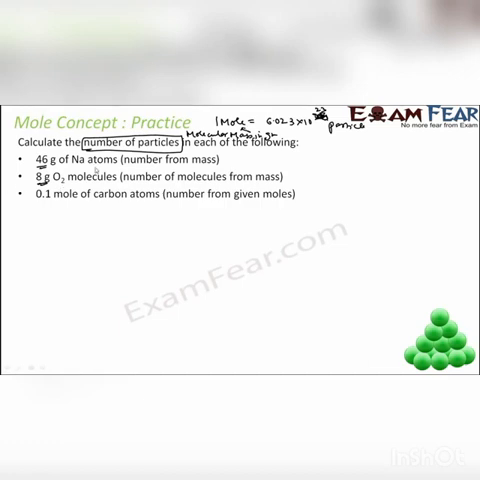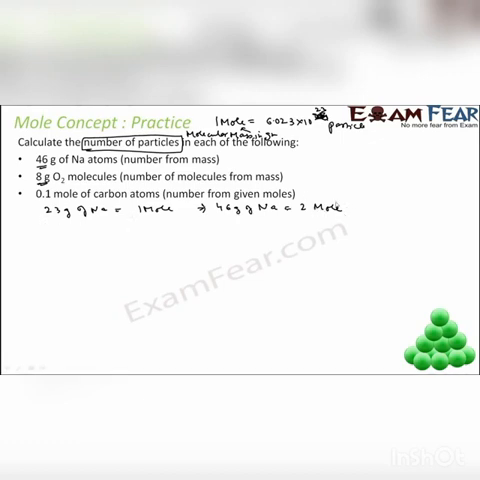So the first thing given is 46 grams of sodium atoms. First, let's find the number of moles in these. We know that 23 grams of sodium atoms is equal to 1 mole. Right? The molecular mass of sodium is nothing but 1 mole. So 46 grams of sodium will be how many moles? Obviously 2 moles. Correct? You can do maths.